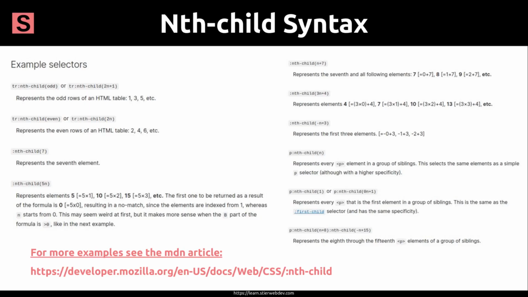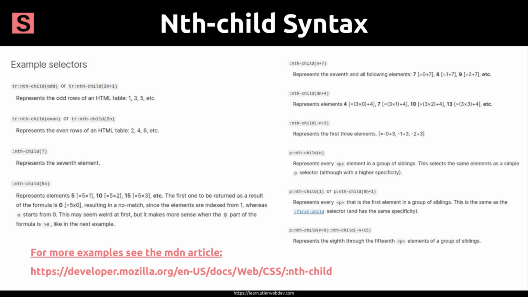Now, we only used the nth child pseudo-class for selecting a single element, but there are a bunch more ways we could use it. In fact, there are so many different ways to use the nth child pseudo-class that we won't try all of them out together. Otherwise, this lesson would be an hour long. I've included a list of the ways to use the nth child pseudo-class here on this slide. Additionally, you can find a link to the nth child MDN article below this video in the lesson description.